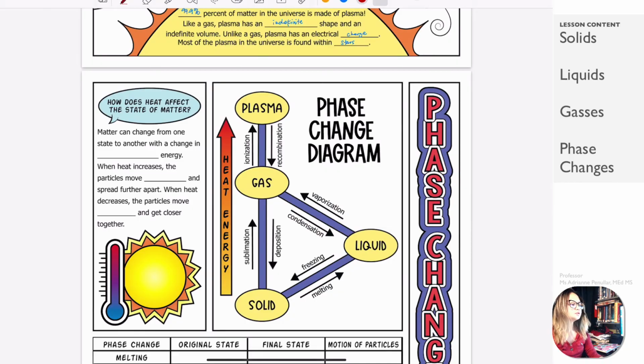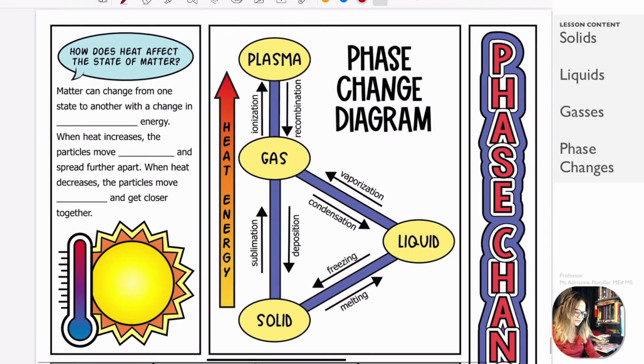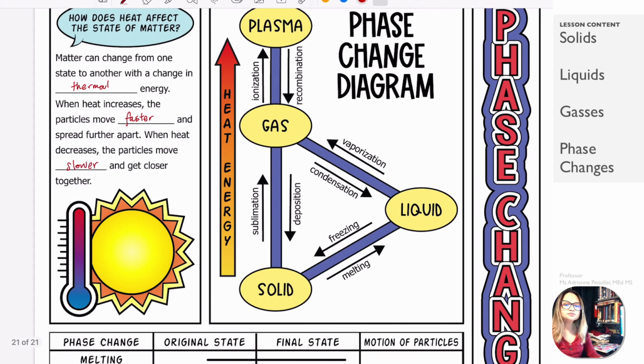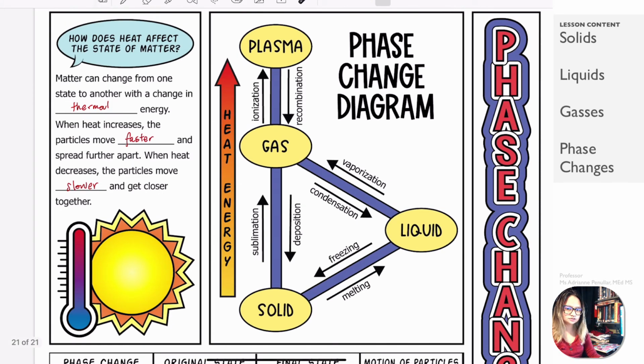So how are we going to move from one phase to another? So how does heat affect the state of matter? Matter can change from one state to another with a change in heat or thermal energy. When heat is increased, the particles will be moving faster and will become further apart. When the heat decreases, the particles will be moving slower and they will be closer together. Now, I need you to be able to remember these phase changes, okay?